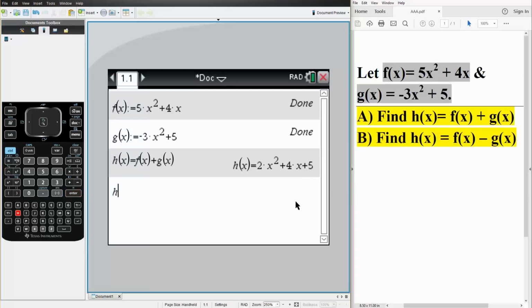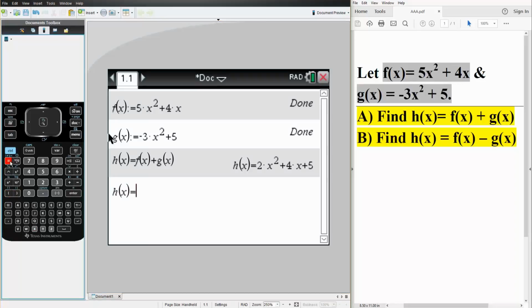So I can say h parentheses x is equal to, we have f parentheses x minus g parentheses x. Simply hit enter, and this right here is the value for part B, 8x squared plus 4x minus 5. And that's all we need to do for these two problems.